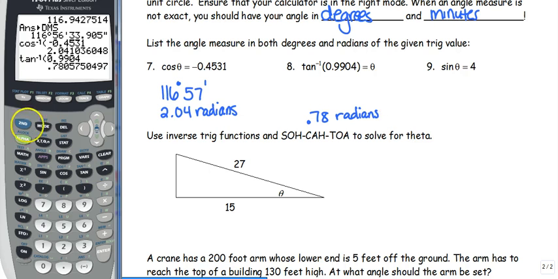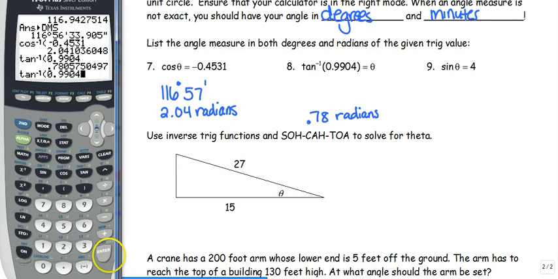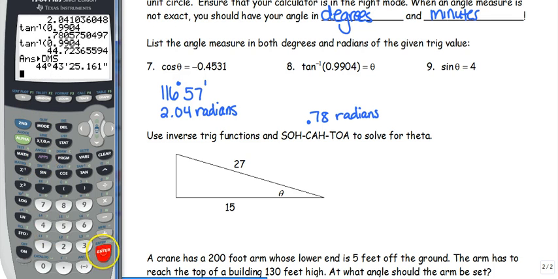Go ahead and change our calculator back into degree mode. Sometimes it gets a little tedious having to go back and forth between your two modes. Just make sure that you're always double checking. We can just do second enter instead of having to retype it all. And then there's our degrees. We have to change it into degrees, minutes, and seconds. And we end up with 44 degrees and 25 minutes, which is going to stay the same as 43 minutes.